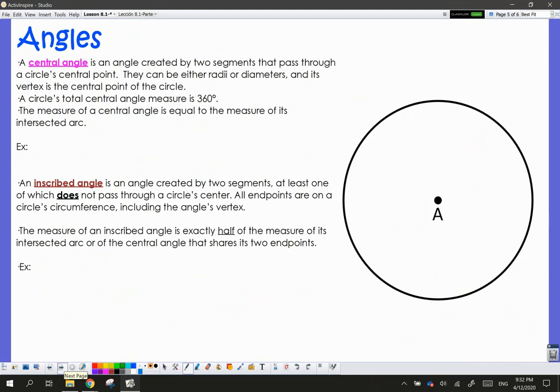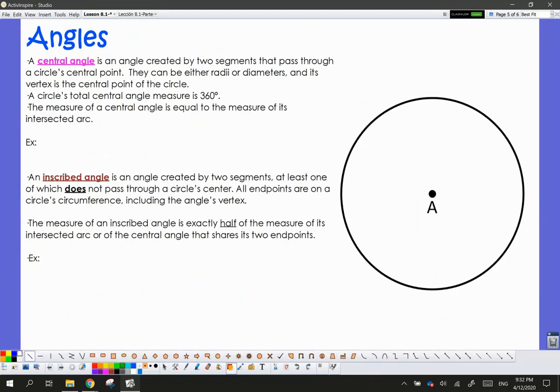Now we're going to be talking about angles. So we have two types of angles that we're going to talk about right now that go inside of a circle. We have central angles, so let's start there. A central angle is an angle created by two segments that pass through a circle's central point. They can either be radii or diameters, and its vertex is the central point of the circle.